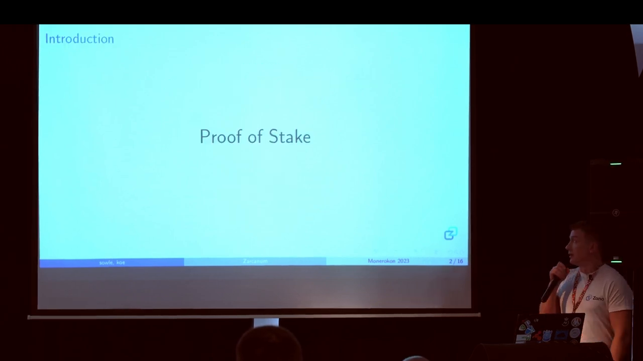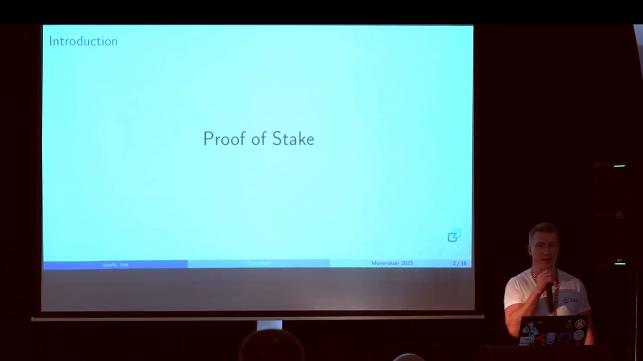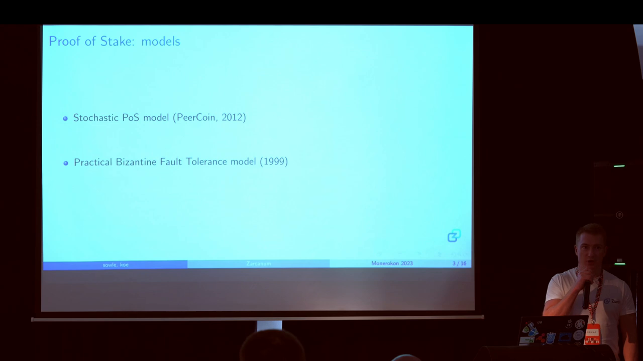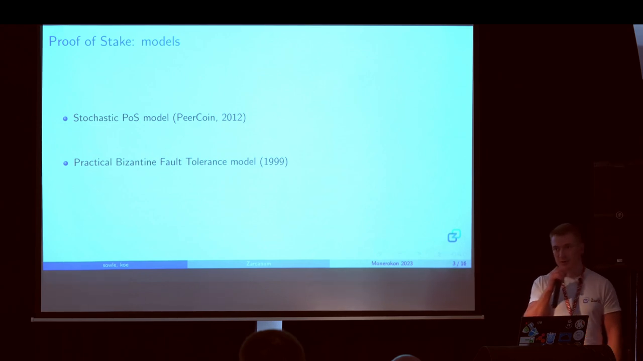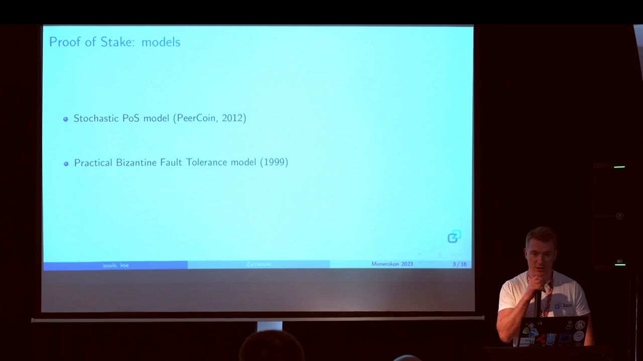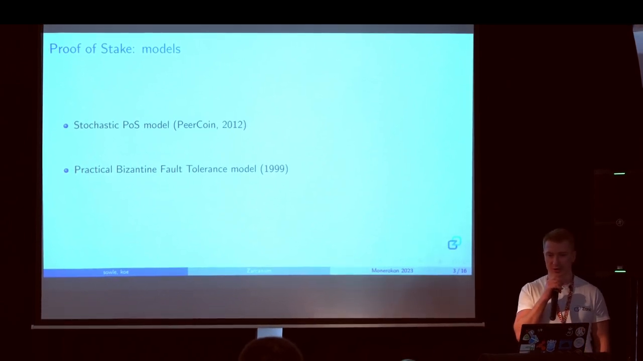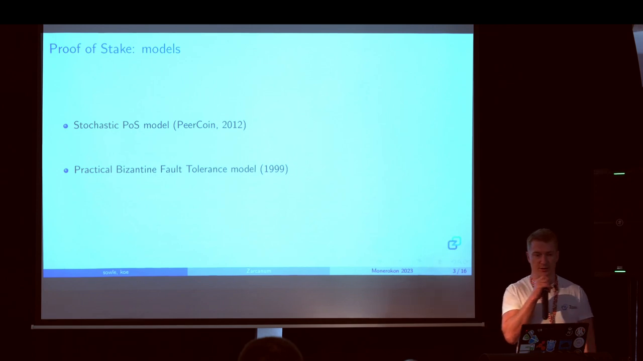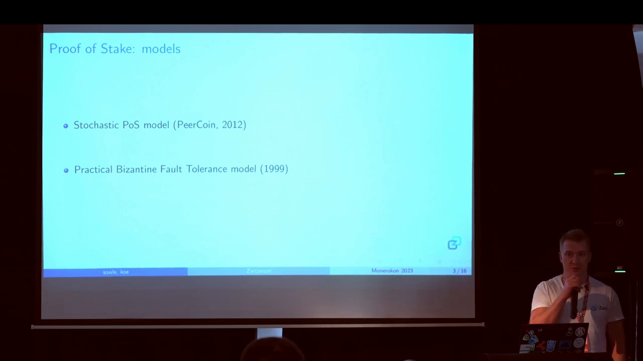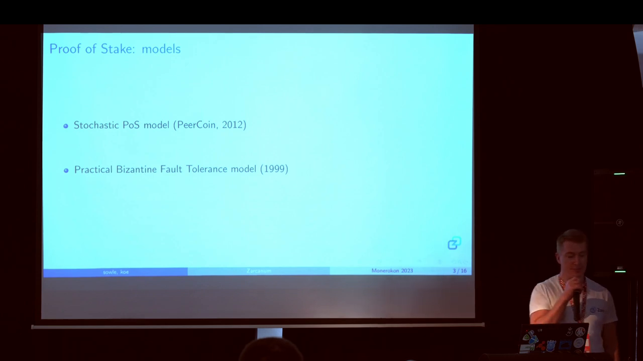So today we are going to be talking about proof of stake, and there are several proof of stake models out there. For instance, the stochastic proof of stake model that was suggested by Peercoin in 2012, and the PBFT model that is probably the most widely known and adopted. We will be focusing on the stochastic model because it's more vegetarian.